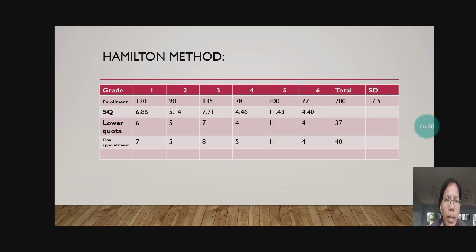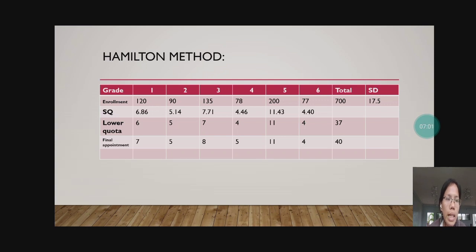Ang grade 1 ara siya lower quota nga 6, so ang final apportionment kay 7. Ang grade 2 ara siya 5 nga lower quota, so same lang gyapon. Ang grade 3 ara siya 7.71, so usa siya sa i-round up into whole number. So nag plus 1 man kita, so mahimo siya nga 8. And then sa grade 4 same lang gyapon mo plus 1 kay siya man sa usa sa pinakadako nga aray highest decimal point. And then the rest kay same na lang 11 and then 4.